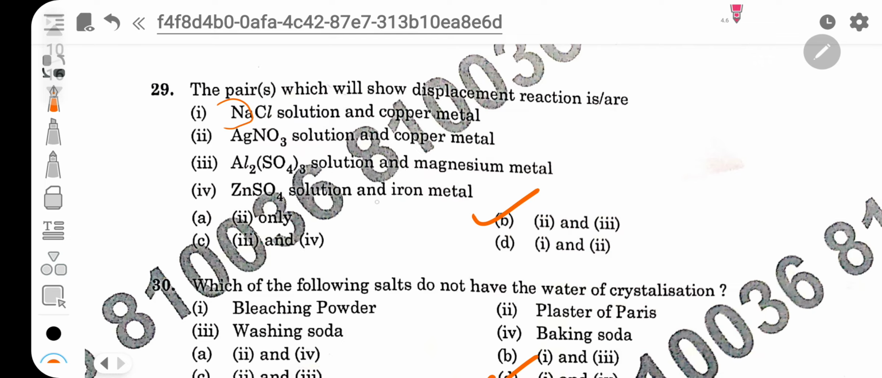And Al2(SO4)3 solution and magnesium metal. If you know the mnemonic of the reactivity series, so me is the magnesium and A is the aluminium. So magnesium is more reactive than the aluminium, so it will displace the aluminium. ZnSO4 solution with the iron. So iron is not more reactive than zinc, so the answer will be B, 2 and 3.